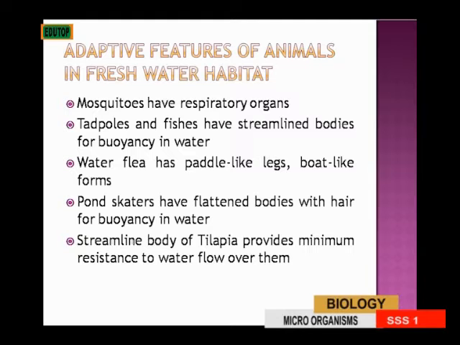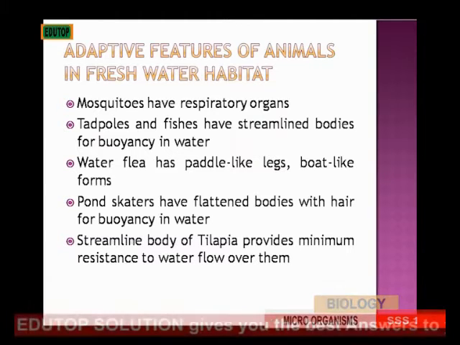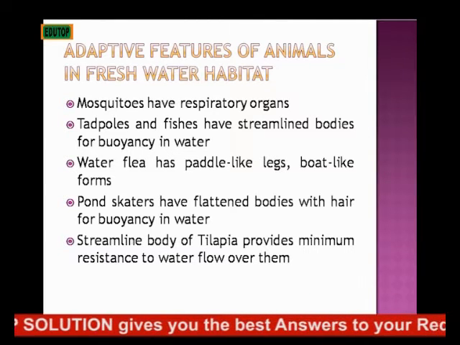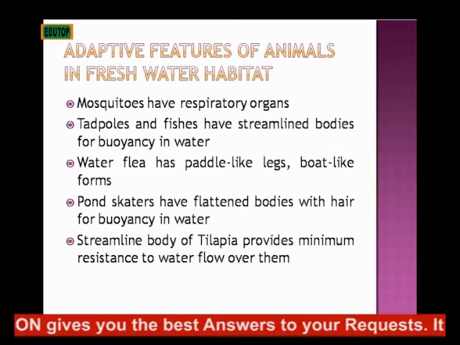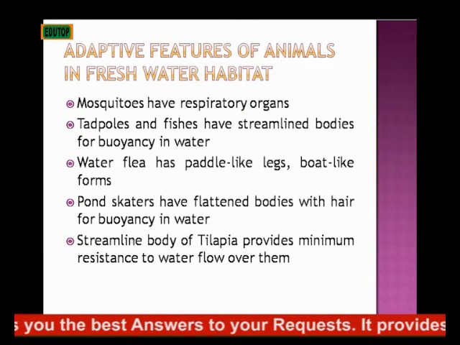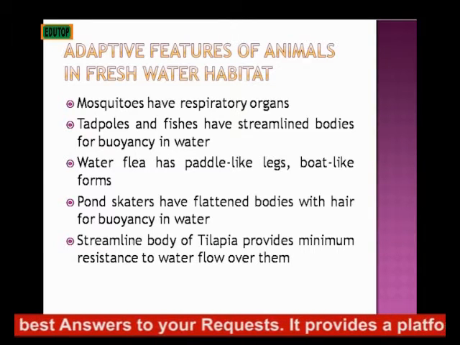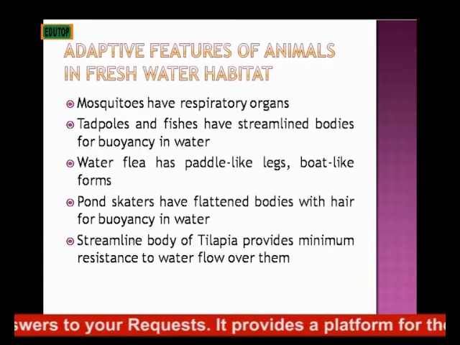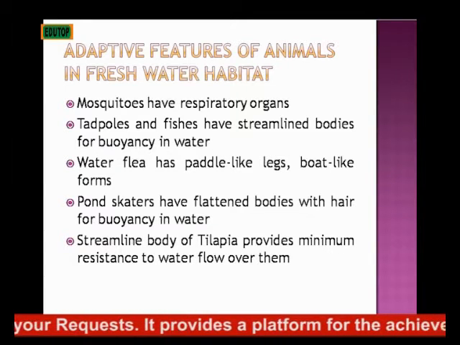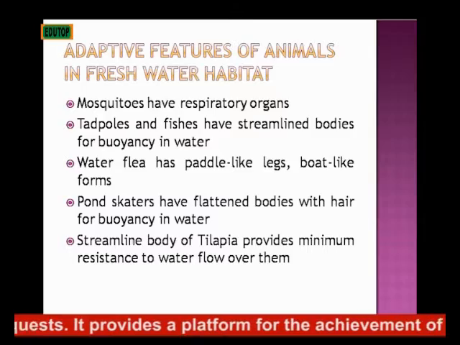Tilapia has a streamlined body, which provides minimum resistance for water to flow over it. So the streamlined body of tilapia gives it minimum resistance and prevents water from overflowing it.